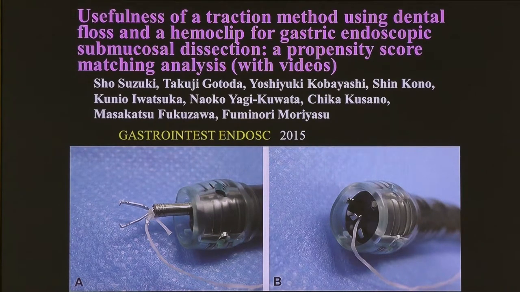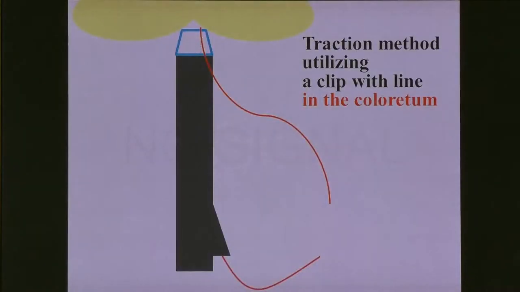In this technique, we usually use dental floss fixed to a clip. You reinsert the gastroscope into the stomach together with this line. But in the case of colorectal ESD, it is a little bit troublesome to reinsert the scope with the line.